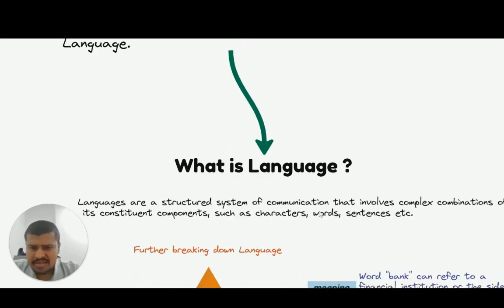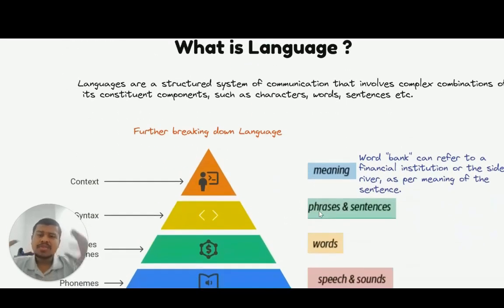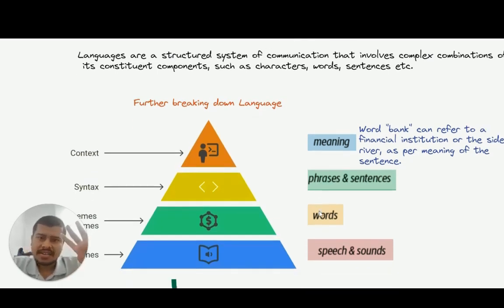So we'll see what language is. Language is a structured system of communication acting as a tool to convey meaning with several constituting components. If we further break down the language, we have four different parts. At the upper layer is the context. If you go even further, it is the syntax. Even further, it is the words. But then, if you take it overall, it's the sound. Sound makes the word. Words make the phrases. Phrases make the sentence. Sentences give us a meaning. Any phrase that gives meaning is called a sentence, right?